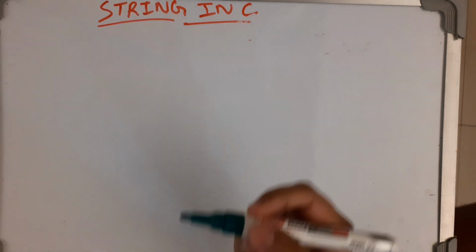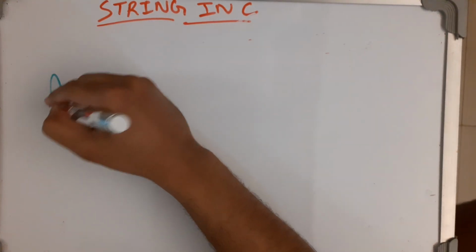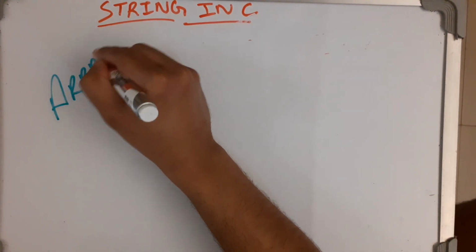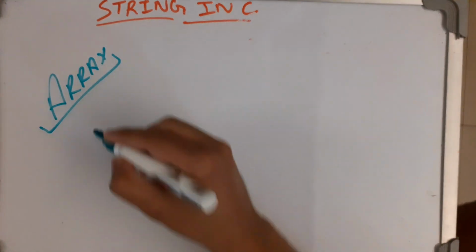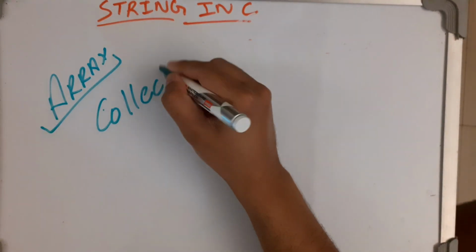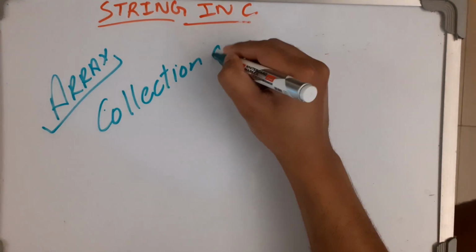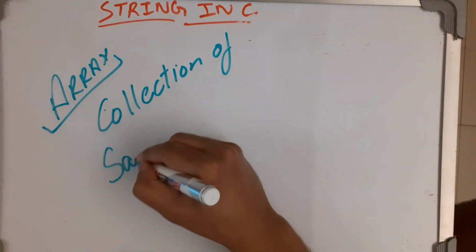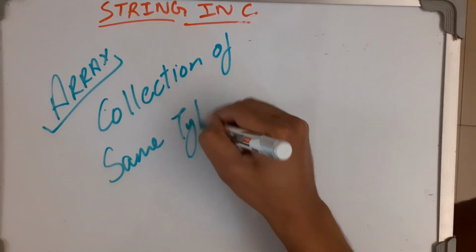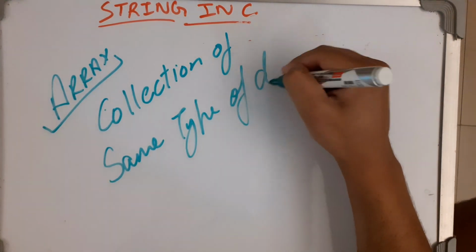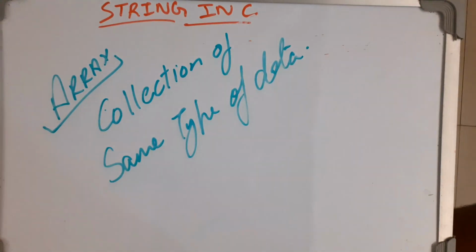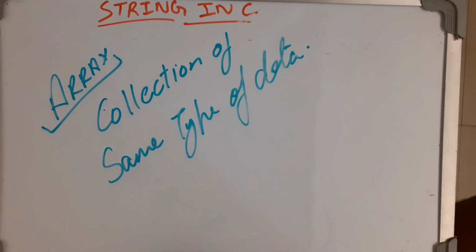Our today's topic is string in C programming language. You know about array? In an earlier video we have talked about array. Array is a collection of same type of data. Now this is array.